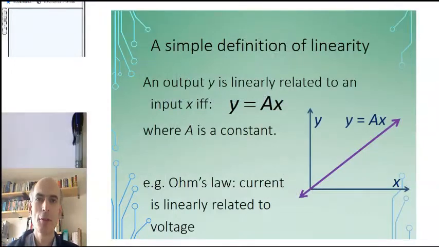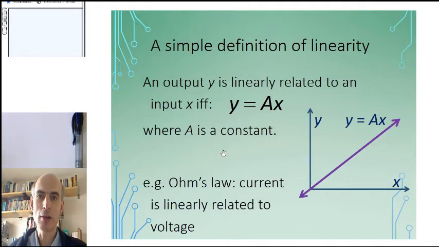Well, simple definition. Output is linearly related to an input if and only if the output y is a constant times the input x. I don't know if you know about this mathematical term here, IFF. It's not a typo. It stands for if and only if. This condition is both necessary and sufficient for the conclusion. If this is true, then we have a linear relationship between y and x. If this is not true, then we do not have a linear relationship between y and x.